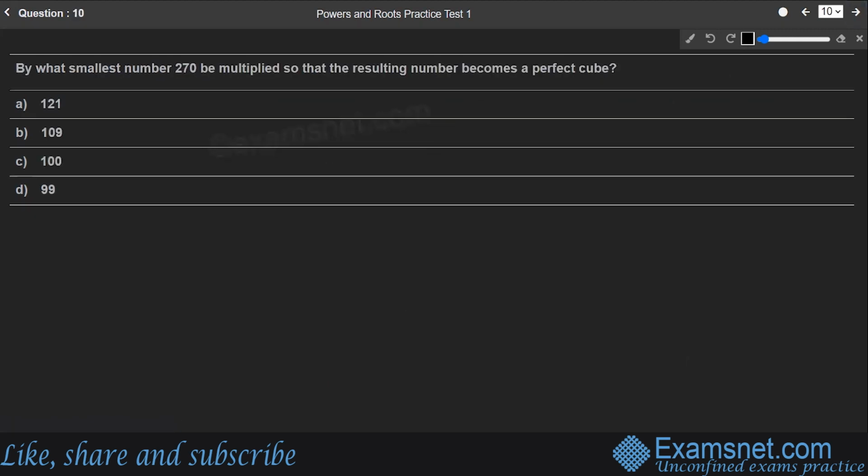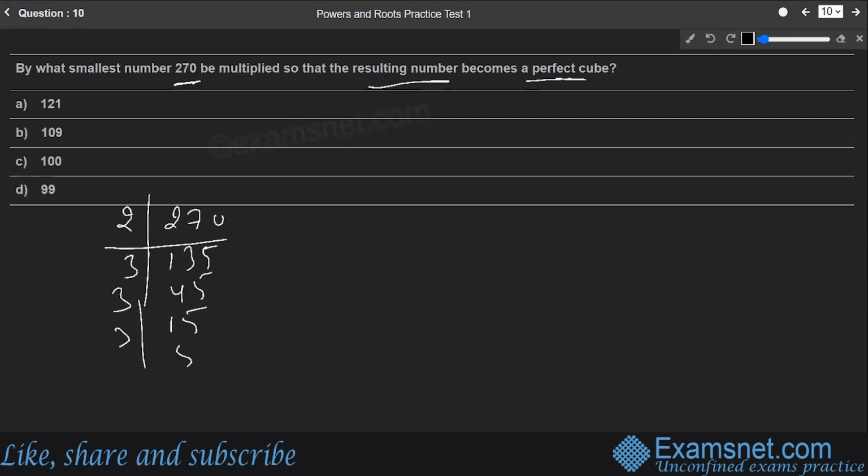By what smallest number should 270 be multiplied so that the resulting number becomes a perfect square? So 270 should be multiplied by what number so that the resulting number becomes a perfect square? For that we will have to do the prime factorization of 270. If we divide by 2, it becomes 135. Divided by 3, it becomes 45. Then by 3, 15. Then by 3, 5. Then by 5, it becomes 1. So 270 can be written as 2 into 3 into 3 into 3 into 5.